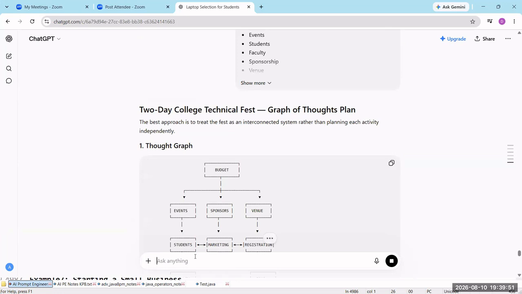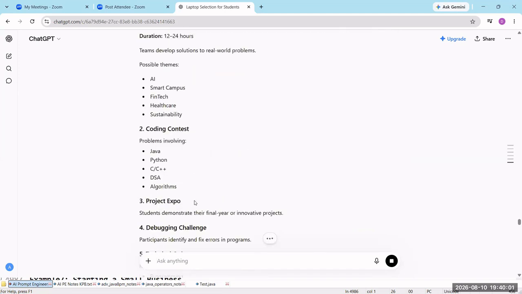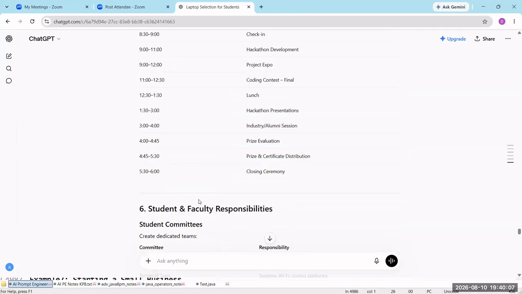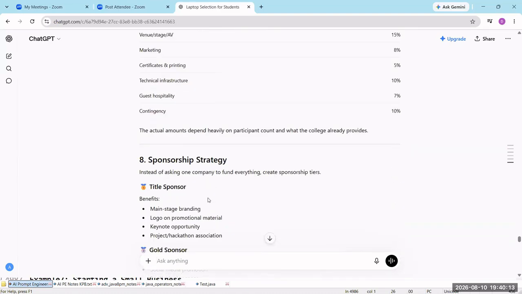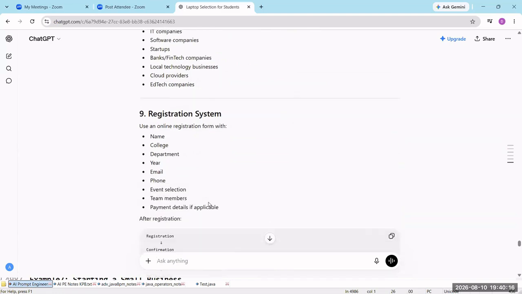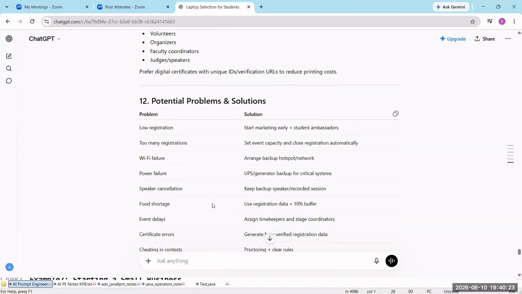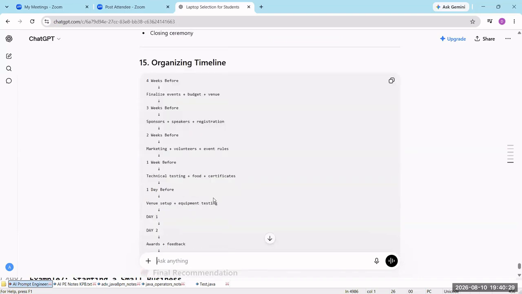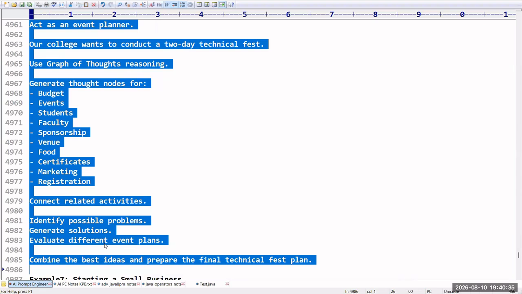So you can see: 2-day college technical fest, graph of thoughts plan, key dependencies, proposed technical fest structure, event categories, non-competition technical events, 2-day schedule, day 1, day 2, student and faculty responsibilities, budget thought notes, sponsorship strategy, registration system, marketing plan, certificates, potential problems and solutions, evaluate 3 event plans, and the final recommendation. Like that, we can apply graph of thoughts.